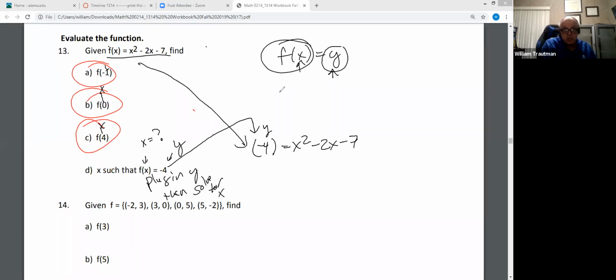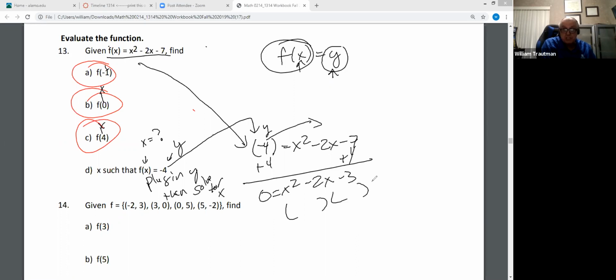And you have to go through your whole solving techniques. When you have an x squared, you have to get all the numbers on one side, everything on one side. So I'm going to add 4. I get 0 equals x squared minus 2x. Negative 7 plus 4 is a negative 3. And now if I have x squared minus 2x minus 3 and it equals 0, to find x, I have to factor this.